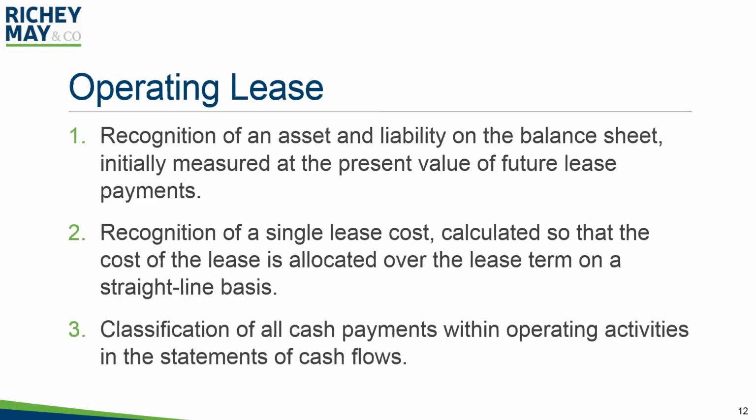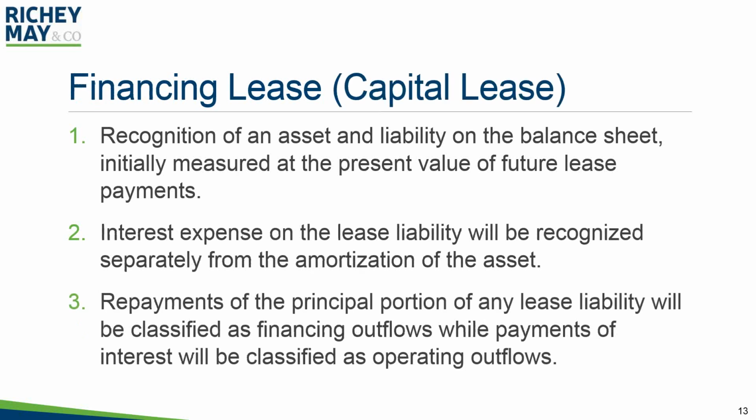So operating lease, again, you're going to recognize an asset and a liability on the balance sheet initially measured at the present value of future lease payments. You're going to have recognition of a single lease cost, so the cost of the lease is allocated over the lease term on a straight line basis. And then on your cash flow statement, everything is going to go through the operating part of your cash flow statement, very similar to how it is now.